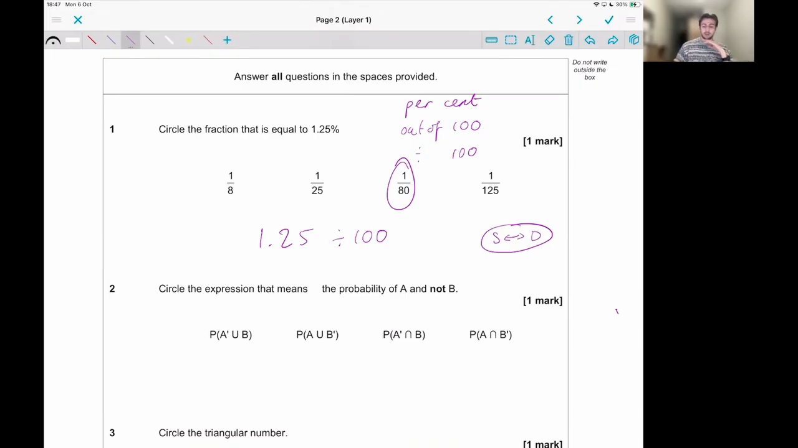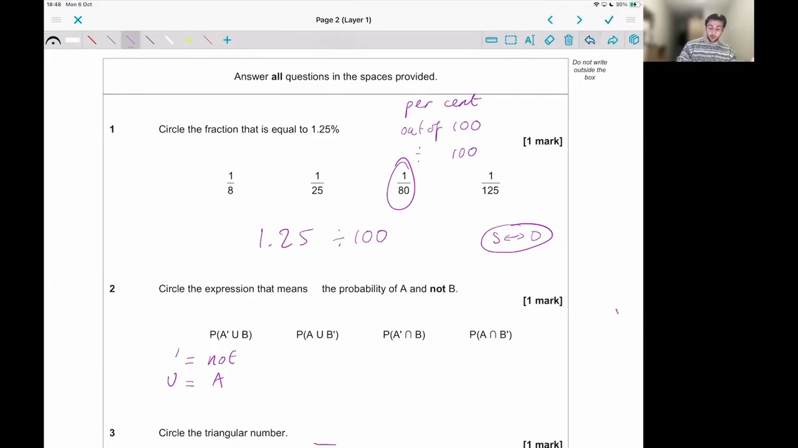Question 2. Circle the expression that means the probability of A and not B. So there's a couple of things we need to know about set notation. Set notation is what we use to refer to these like U's and N's and apostrophes and stuff. The P just means probability of, and then whatever's in the brackets. And then the apostrophe means not. The U is for union, which we can call and.